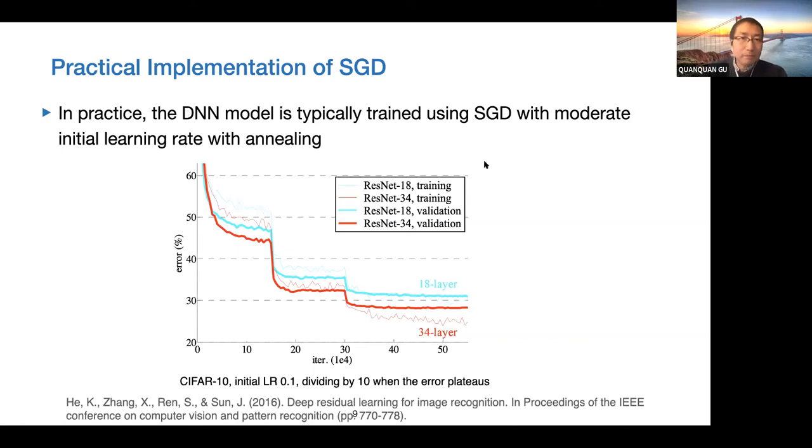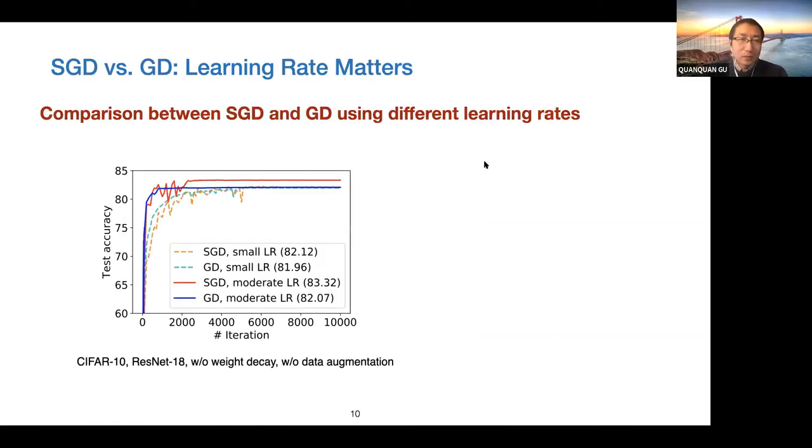Okay. And we also did some experimental comparison between SGD and GD. The reason why we want to do this experiment is because in practice, no one uses GD to train a neural network. The reason actually is obvious, because if you are using GD to train your network, you probably wouldn't get very good generalization performance. But we still want to reiterate this difference. So that's why we carried out this experiment.